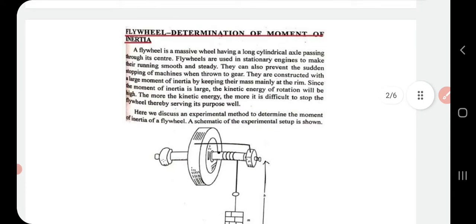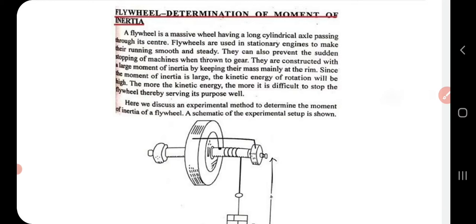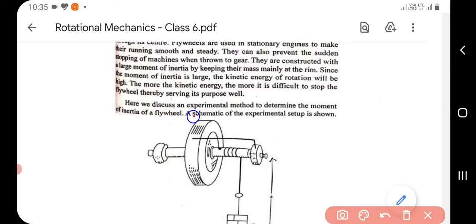Now, in the figure, you can see a flywheel. A flywheel is a massive wheel having a long cylindrical axle passing through its center. See, this is a flywheel and you can see a long cylindrical axle which is passing through its center, this one. Now, a flywheel is mainly used in stationary engines in order to make the running of the engines smooth and steady. They also prevent sudden stopping of machines when thrown into gear. They are constructed with large moment of inertia by keeping their mass mainly at the ring. That is, their mass is concentrated at the ring.